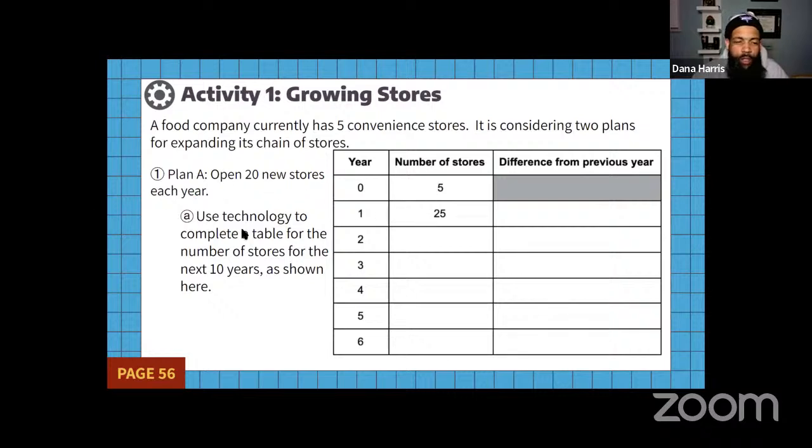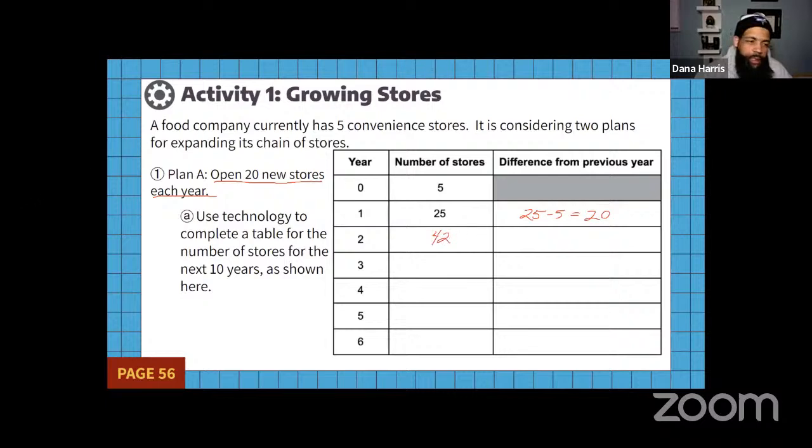So if we open 20 new stores each year, we started out with 5 in year 0. Remember, that's the initial value whenever the X term is 0. After year 1, they would have 25 stores, and the difference from the previous year would be 20. How would I find the difference? I would find this year, which is 25 stores, minus last year, which is 5 stores, and I get a difference of 20. And so next year, they would add 20.